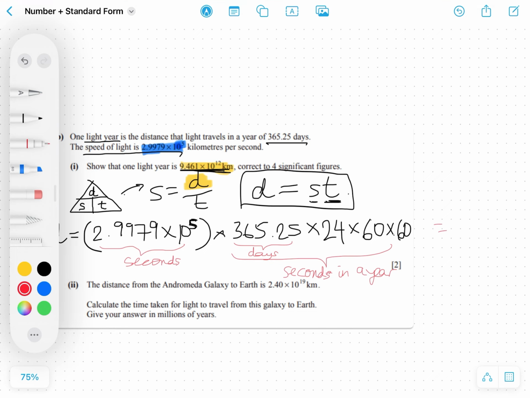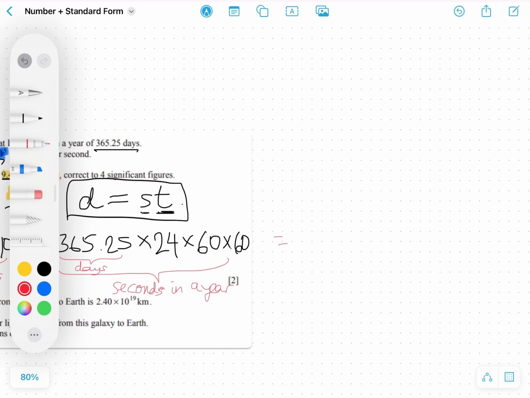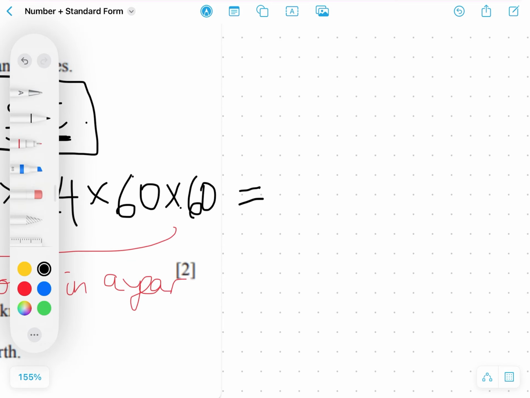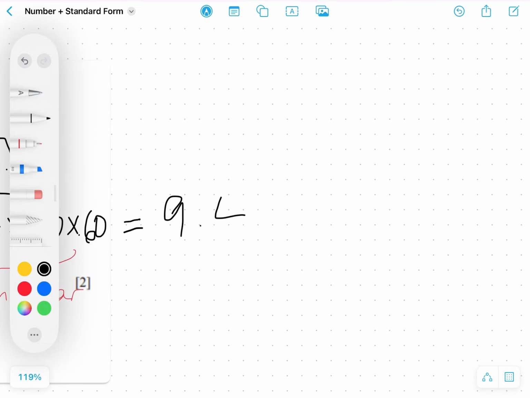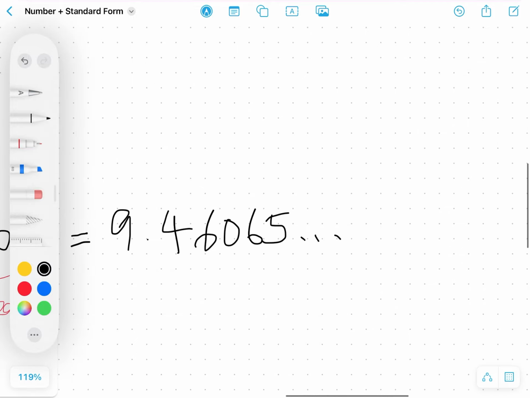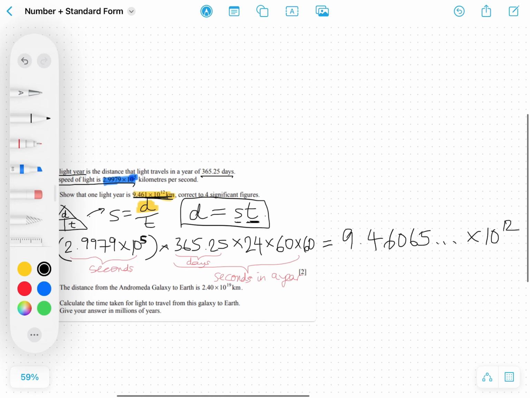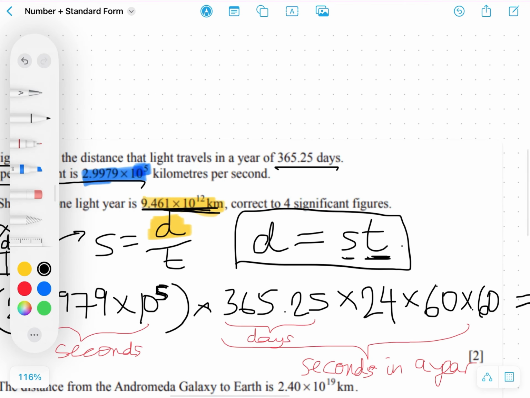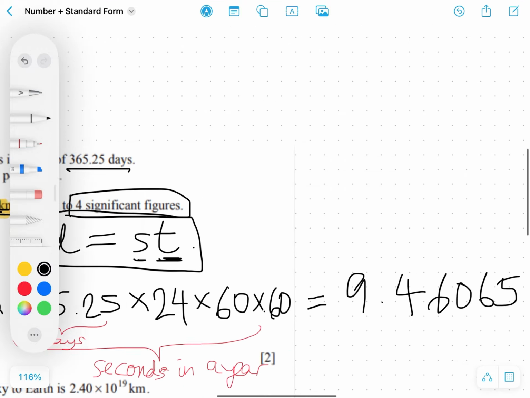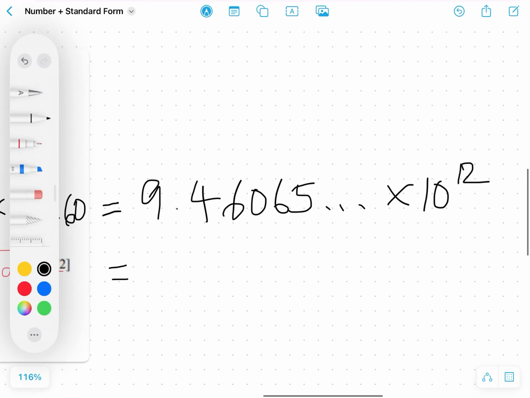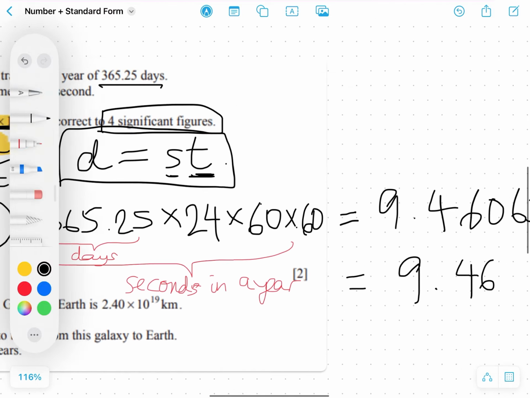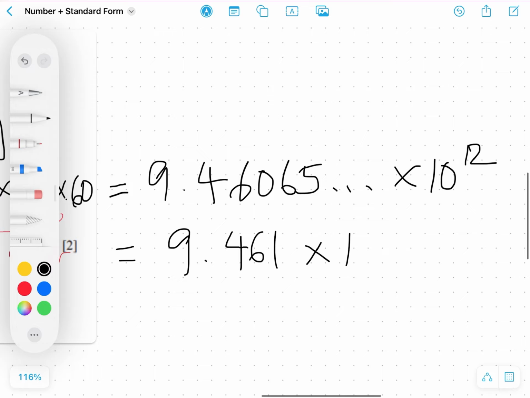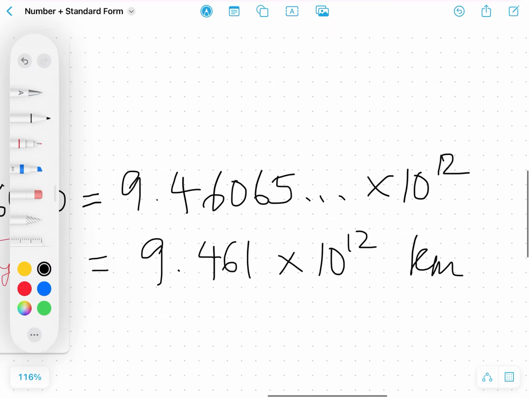So if we do the calculation, the answer that the calculator should be giving you is 9.46065... times 10 to the power of 12. But it's being asked to give to 4 significant figures. So we round this to 4 significant figures, and that is 9.461 times 10 to the power of 12 kilometers.